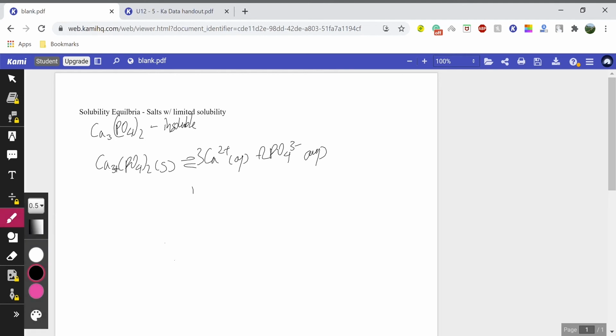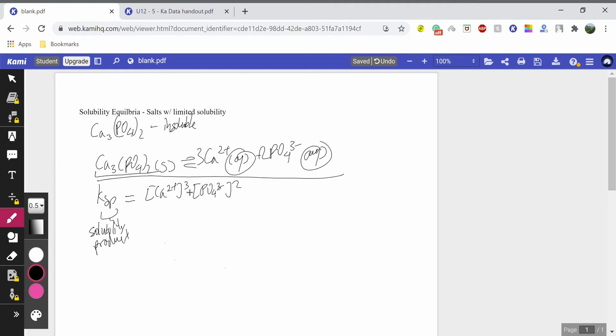And now we're going to learn a new one called Ksp, the solubility product. All K's are essentially products divided by reactants. So Ksp, the solubility product for calcium phosphate, is going to be Ca2+ cubed times PO4 3- squared. Since both of these are aqueous, that's why we include them. On the reactant side, this is a solid, so there won't be anything in there. So this is our equation, and we do not include the Ca3(PO4)2 because it's a solid.